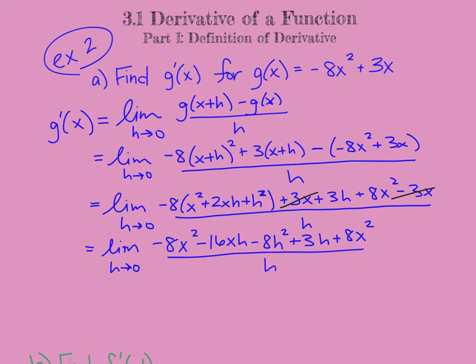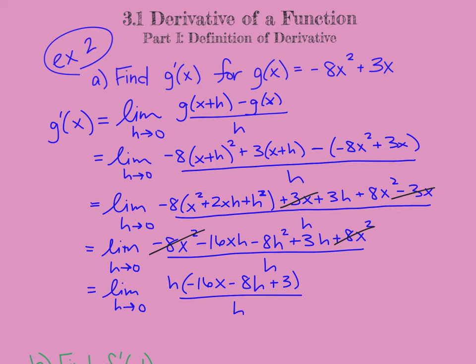So everything without an h should end up canceling out, and it does. We have the negative 8x squared and the positive 8x squared that cancel. In this next step, what I'm going to do is factor out the h because we want the h in our denominator to go away. Since we still can't plug in 0 yet, we can't do direct substitution just yet. So we're left with negative 16x minus 8h plus 3, and of course over h.